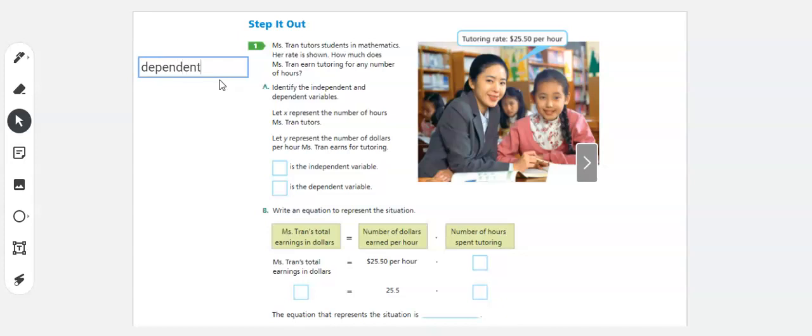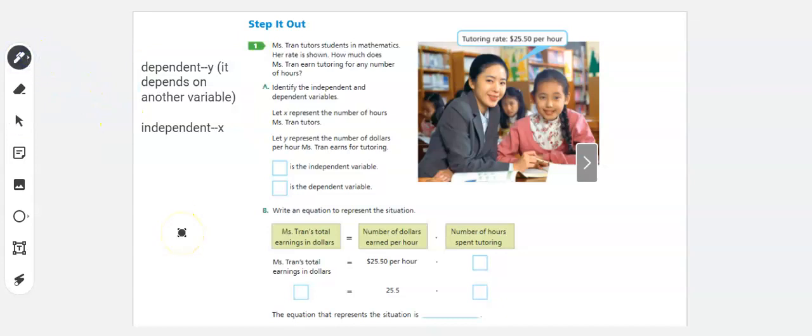Dependent is y. It depends on another variable. Get it? Dependent depends. Ha, same thing. Okay. Independent is x. We learned that last lesson, but I just thought it might be helpful to have that right there for you.